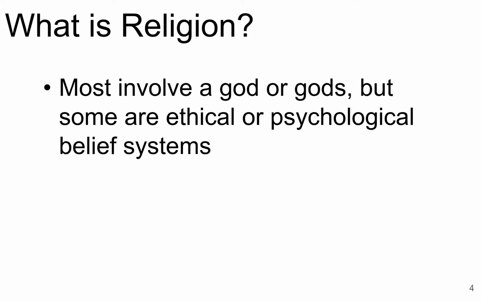Some other elements of religion. Most involve a god or gods, but not all of them. Some of them are ethical or psychological belief systems. For example, Buddhism doesn't have gods. It's more an ethical or psychological belief system, but we still classify it as a religion.